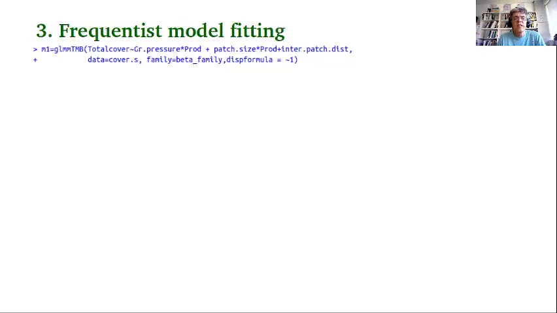So the frequentist model fitting includes these interactions between these explanatory variables, as I just mentioned, and the single effect of interpatch distance. So this notation here simply says that the model will include the single effect of grazing pressure and the single effect of productivity and their interaction. This is a shorthand of writing this. And this model will be fitted with the package GLMMTMB that allows including, and this is done in the book but not in this video, explanatory variables on the dispersion parameter, the phi parameter of the beta distribution.